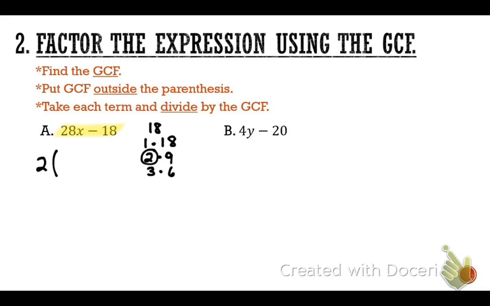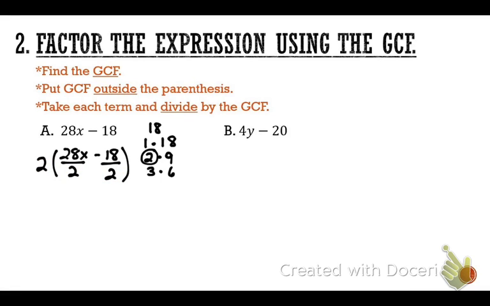So up here I'm going to rewrite my original problem in the parentheses. I've got 28x minus 18. It has asked me to take each term and divide it by the GCF. Remind me again, what was my GCF for this problem? It was a 2. So I am going to divide this right here by 2 and divide this right here by 2. So basically, whatever number you pull out of the parentheses, you have to divide each term on the inside by it. So let's do this problem together.